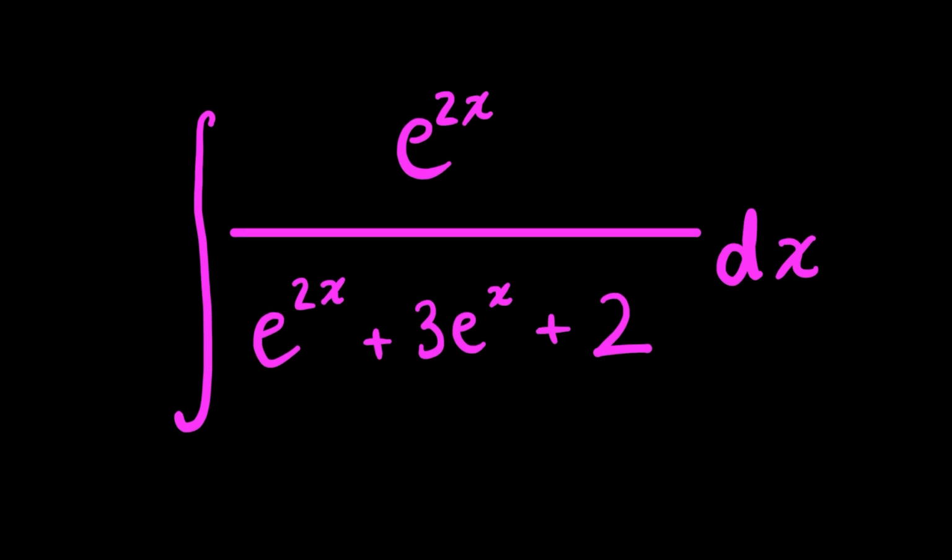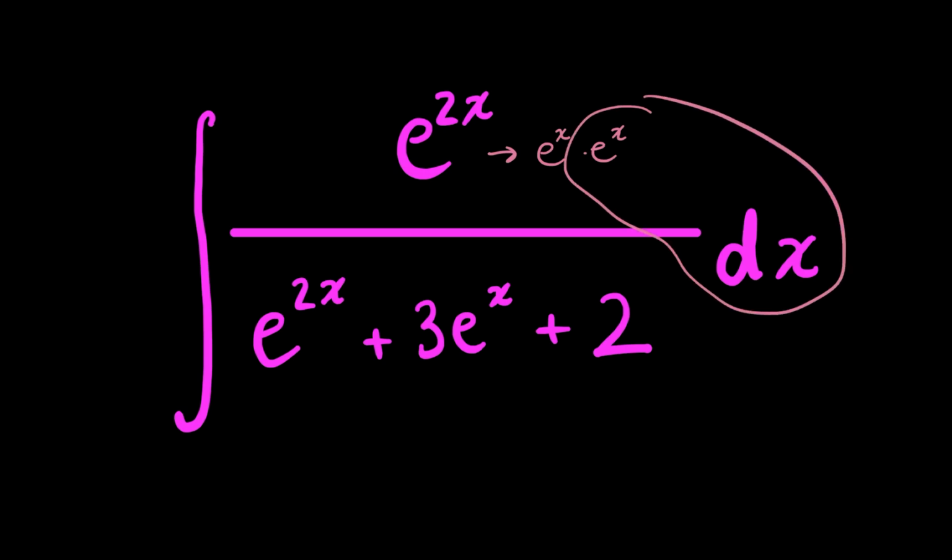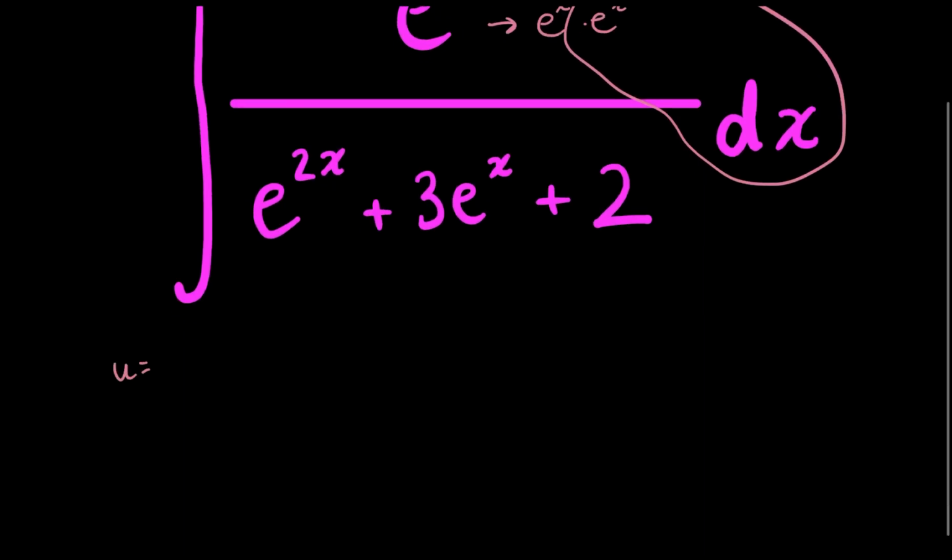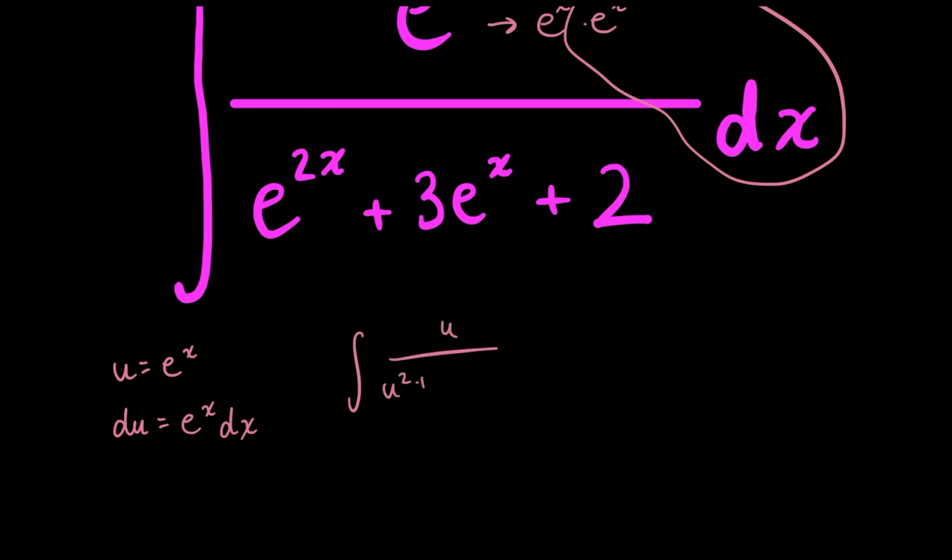I could do a substitution here. With my numerator, I can rewrite it as e to the x times e to the x. So then I already have my dx in there. So I could say my u is equal to the exponent e to the x, and then du would be equal to also e to the x dx. And now if I rewrite my integral in terms of u, it's just u over u squared plus 3u plus 2 du.